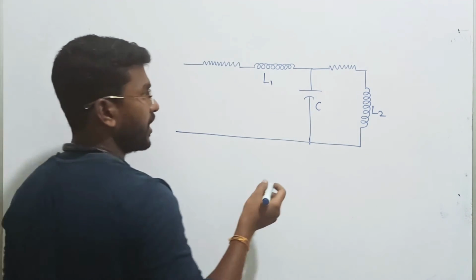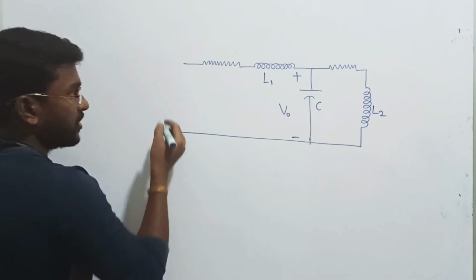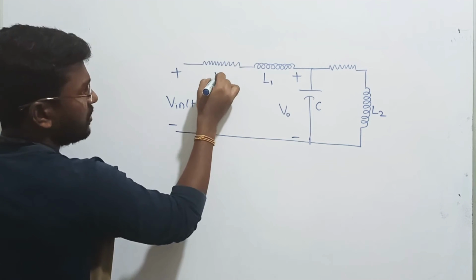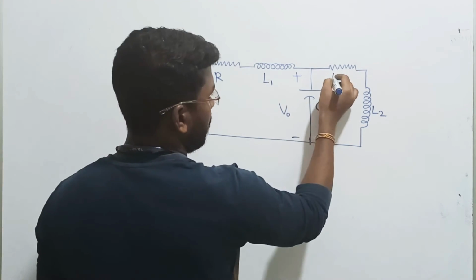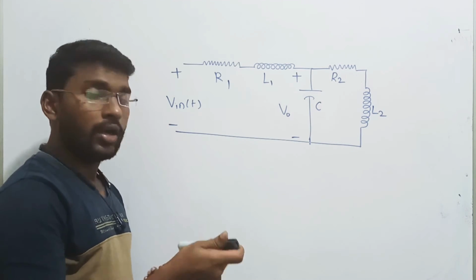Now the question is, once again, let me measure the voltage across the capacitor. This is going to be the voltage V0. The input voltage is V in of t. Let me consider R2 and R1 for understanding.